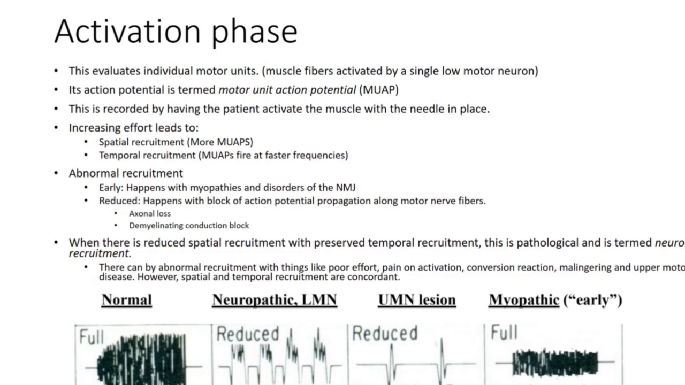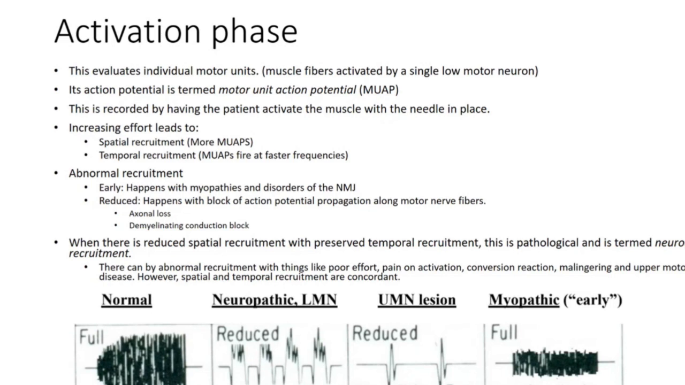And then last phase here is the activation phase. And basically what that means is that, say you put a needle into the biceps, you say, I want you to flex your arm. And so the needle's in the arm, then you're having them flex. And as they add more and more effort, then what you see is more and more firing of these motor unit action potentials. So it starts off with discrete waves, and then the frequency and the amplitude increase. The frequency and the number of motor units increase.